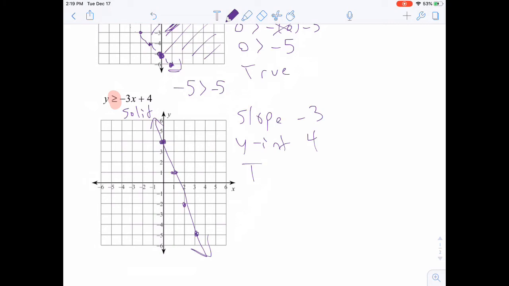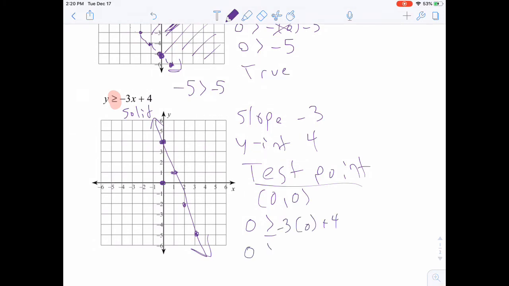And I again need a test point. I'm going to use 0, 0 again. I could use any point that's not on a line. So 0, 0 is right here. It's not on my line, so it's okay. I'm going to plug 0 in for y and 0 in for x. The left-hand side has 0 is greater than or equal to negative 3 times 0, which cancels out, 4. 0 is greater than or equal to 4 is false.